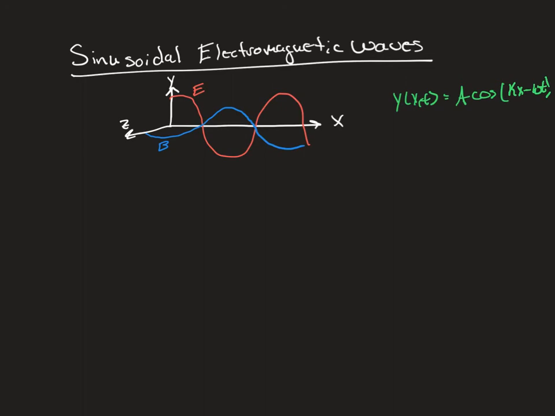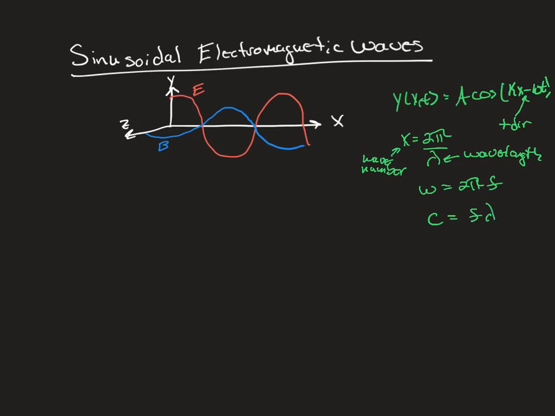Alright, so a couple of things to point out here. This minus sign in the middle means the wave is propagating in the positive x direction. So you have to keep that in mind. The wave number is equal to 2 pi over the wavelength, so this is wave number. This is wavelength. And we already know that the angular frequency is equal to 2 pi times the frequency. So that's an equation we already reintroduced earlier. We also know that the speed of light is equal to frequency times wavelength.